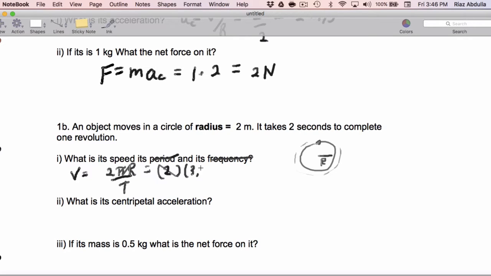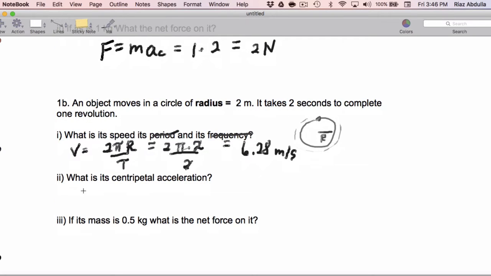That's going to end up being 2 times 3.14. You know what, I like my writing here. See, so 2 pi r divided by the time, and that's going to be 2 times pi times the 2 meter radius divided by the 2 seconds it takes to go around the circle. When we actually simplify this, we're going to end up getting about 6.28 meters per second.